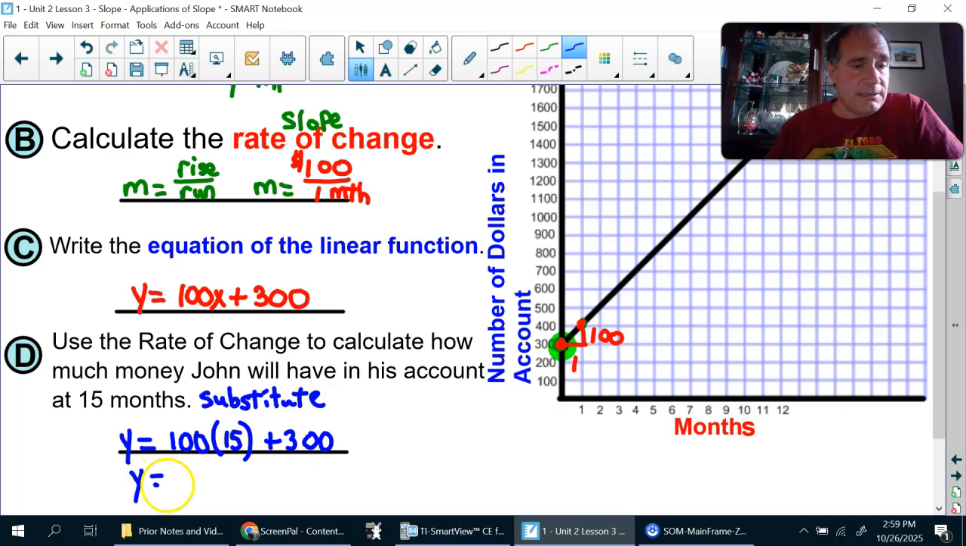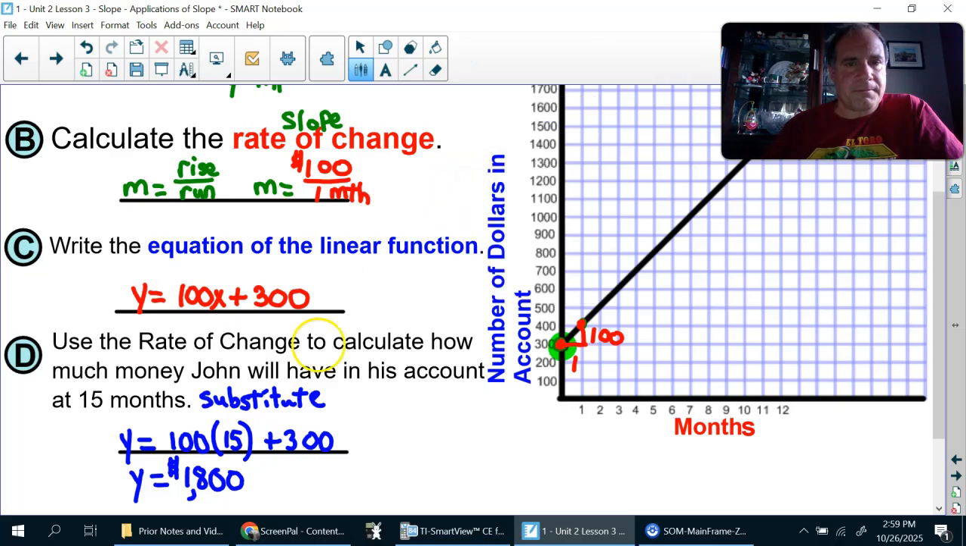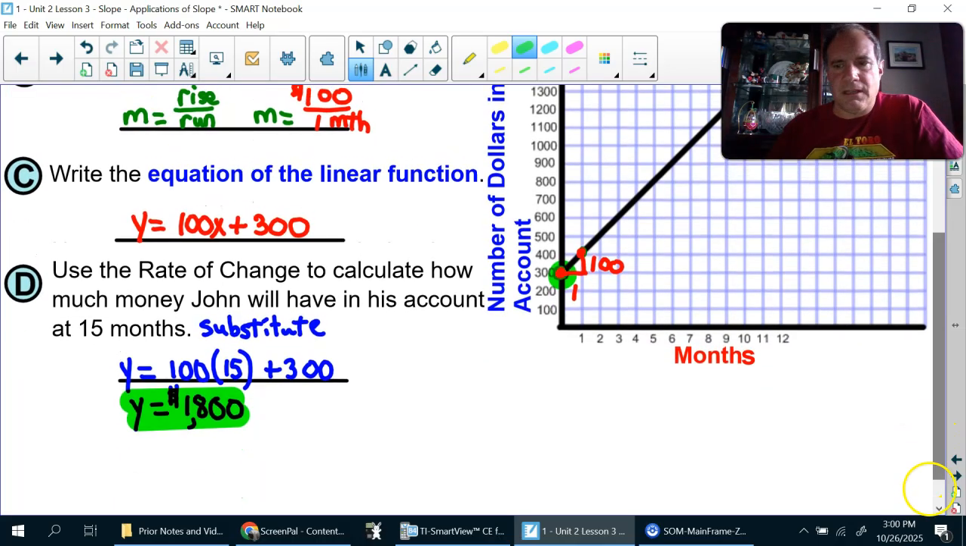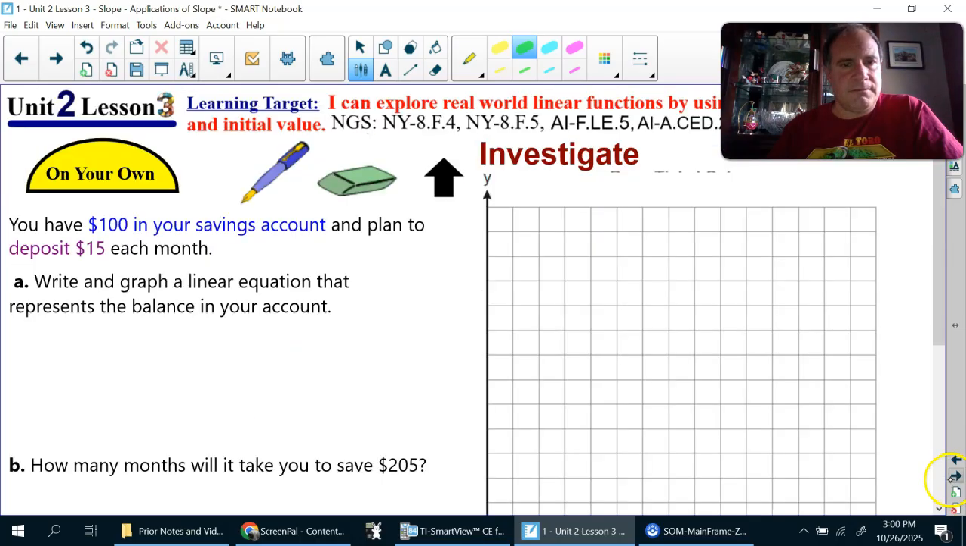So John is going to have $1,800 in his account at 15 months. And we used that rate of change to calculate that. All right, and that is about it.